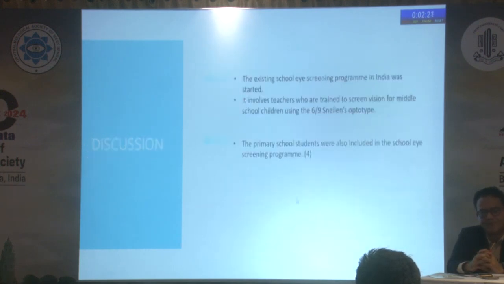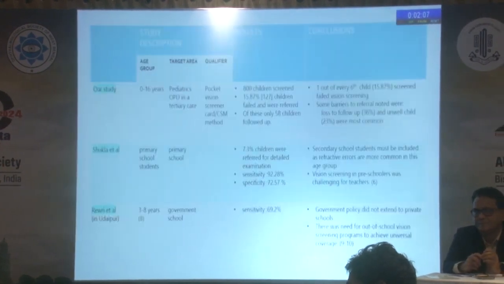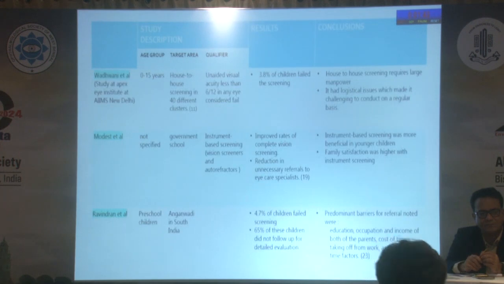The study which is currently there in India was started in 1994, with the screening of middle school children. By 2018, the primary school children were also included in the screening program. Some of the other studies we compared were Sukla et al., a study done in primary school students. Here the drawbacks were that secondary school students were not included, and teachers found it difficult to examine preschool children. A study done in Udaipur was done in a government school setup and did not extend to private schools. Another study done at AIIMS, New Delhi, was a house-to-house screening in 40 different clusters. This study was very cumbersome and a large manpower was required, and there were logistical issues.